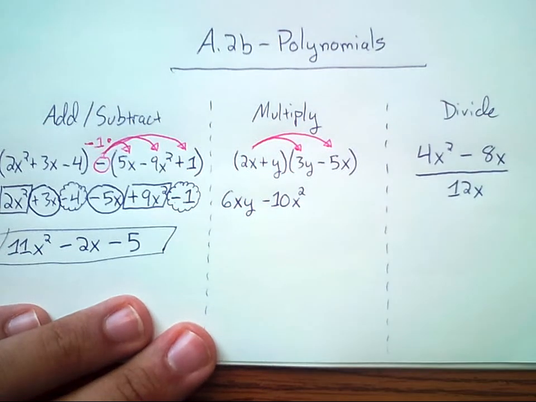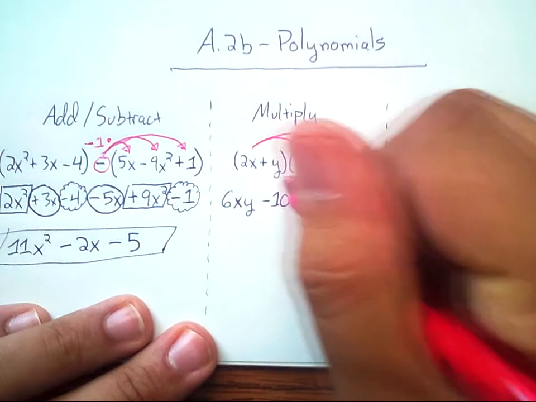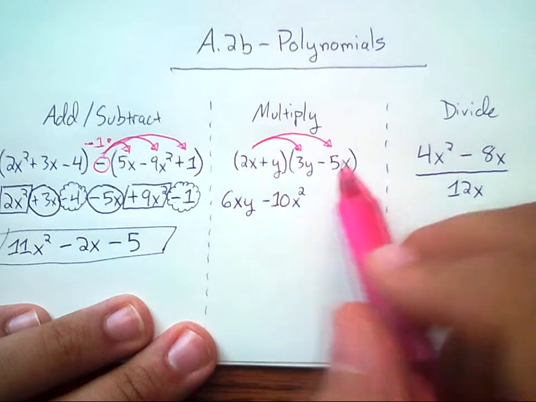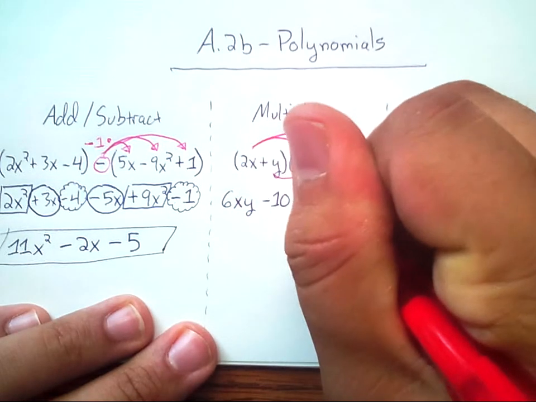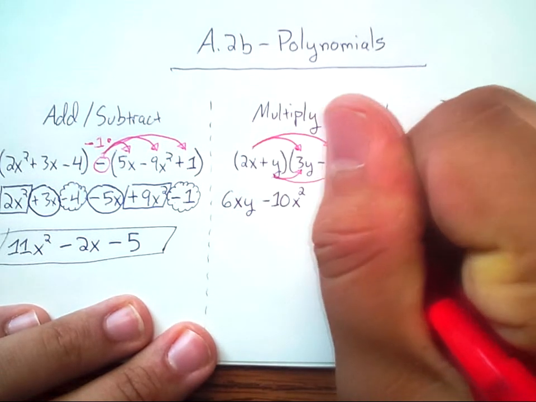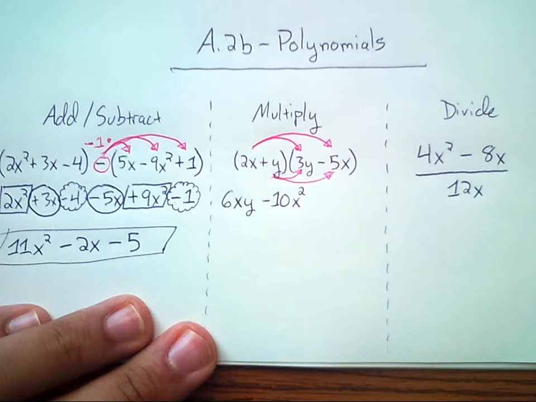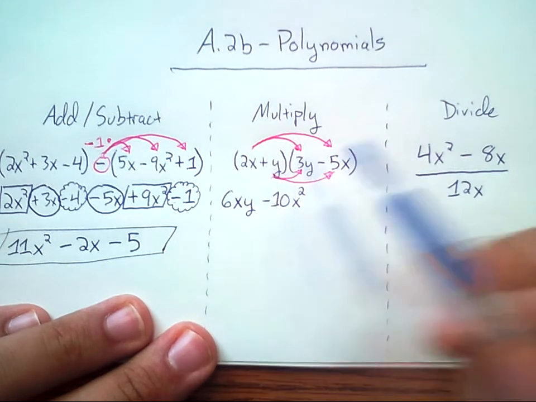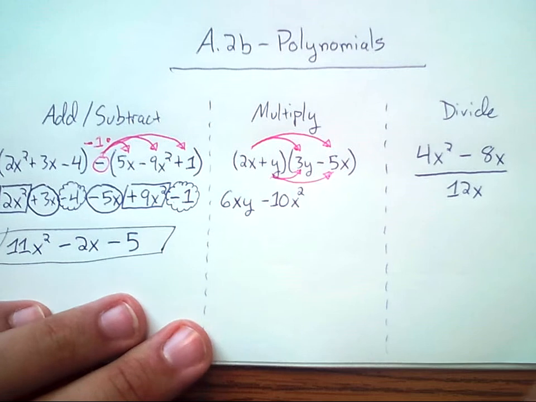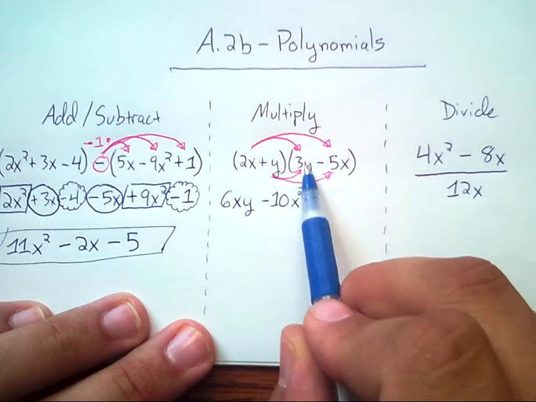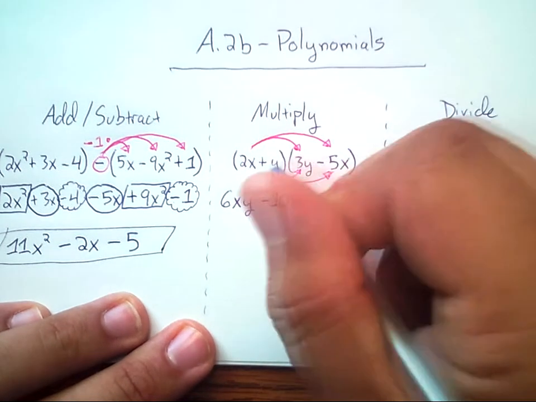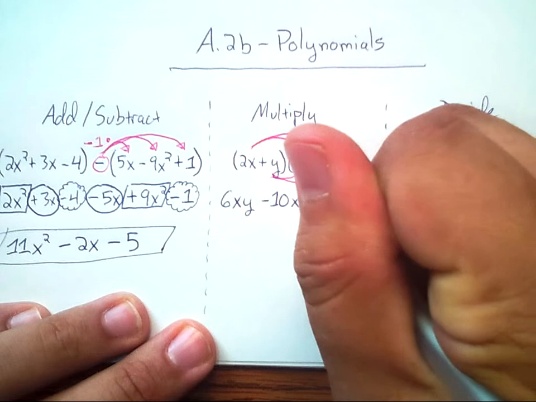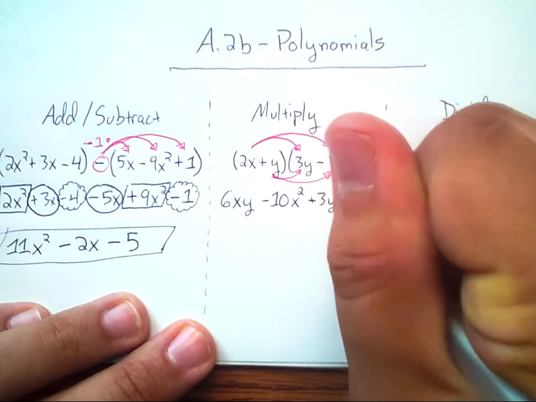Then what we're going to do is take the y, since we've already distributed 2x to everything, and distribute y as well. So that way everything gets distributed. So we've got y times 3y. Well, the number in front of y is 1. We don't really write it, it's not really necessary. But y times y would become y squared, and 3 times 1 is 3. So this will become 3y squared.